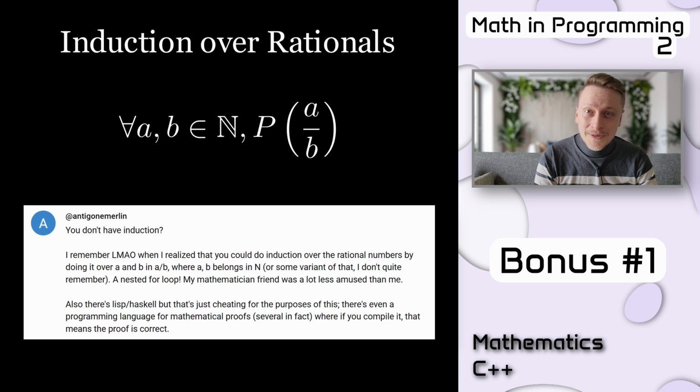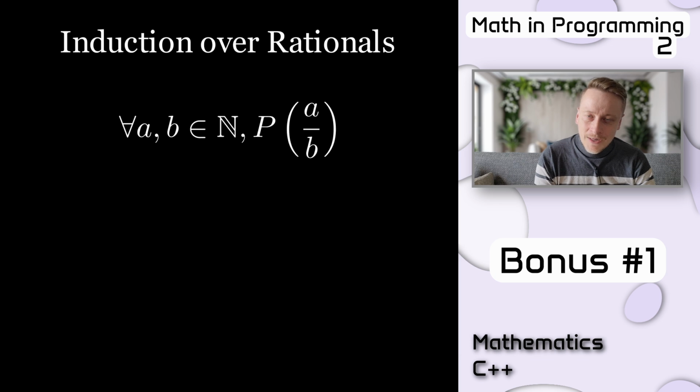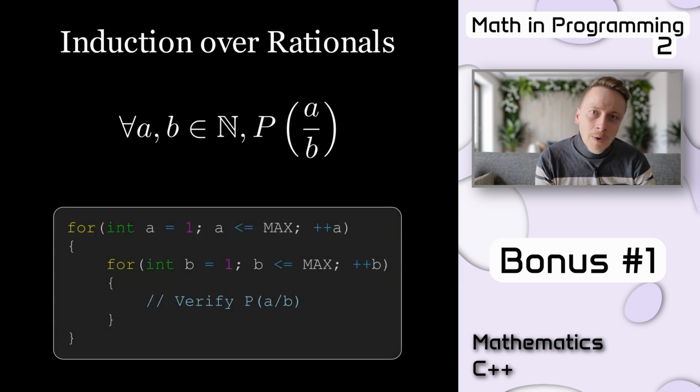But what if we want to prove something for all rational numbers? Fractions like 3/4 or 17/5. Since every rational number can be written as a fraction, where both a and b are natural numbers, we can use a double induction. One loop for the numerator and another for the denominator. In C++, this is elegantly captured with two nested for loops, systematically checking every possible fraction within a range.